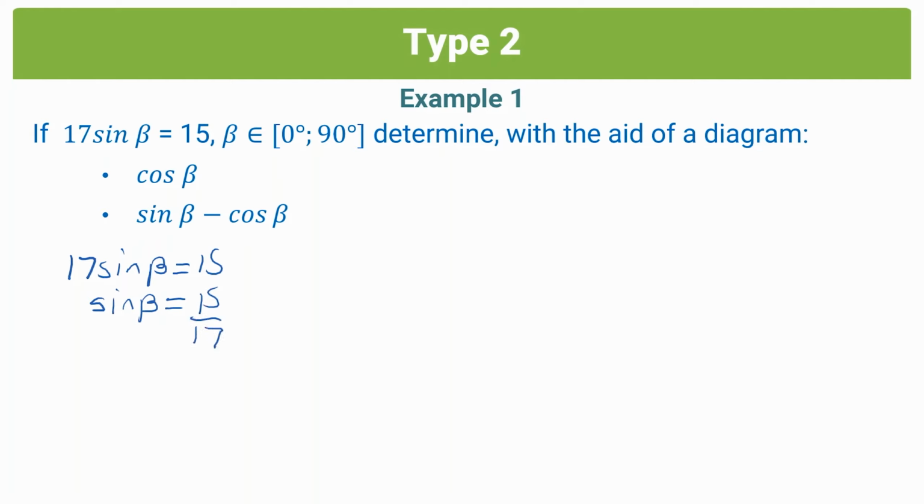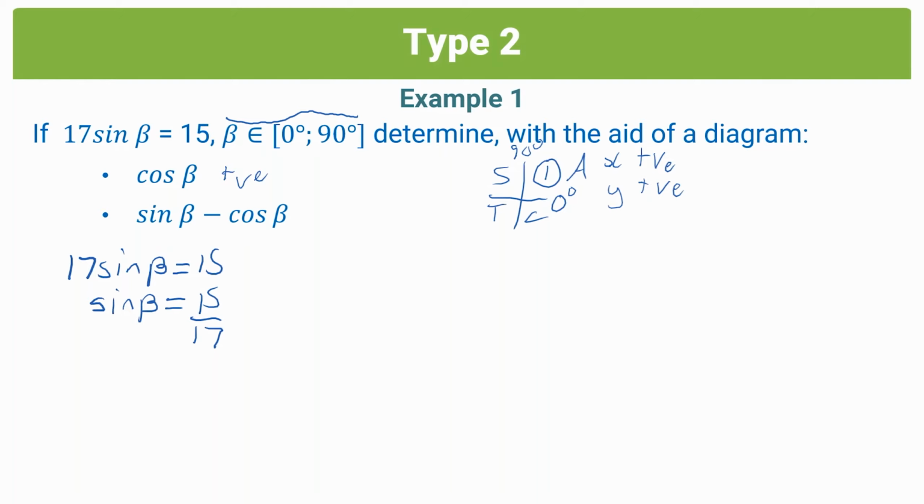Now, step two is to determine which quadrant we are working in by looking at the restriction we are given. We are told that beta is between 0 and 90 degrees. So we know that any angle between 0 and 90 must be within the first quadrant, where x is positive and y is positive. Because of the CAST rule, everything is positive in the first quadrant, so our answer for cos beta is definitely going to be positive.